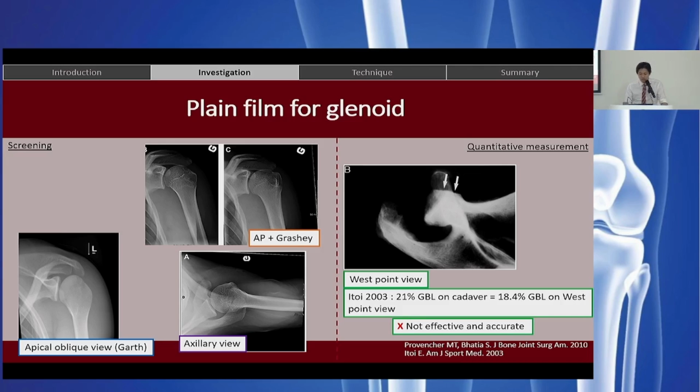First, to answer the first question, what is the best modality? Let's look back into something interesting. When assessing the glenoid, we use X-ray including AP, glenoid view, Garth view, and axillary views. However, the West Point view has been studied by Itoi for quantitative measurements, and it was found that 21% glenoid bone loss in cadavers is equal to only 18.4% in the West Point view. So it is not effective and accurate for preoperative measurement.